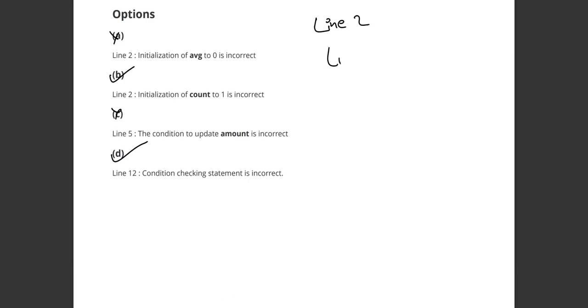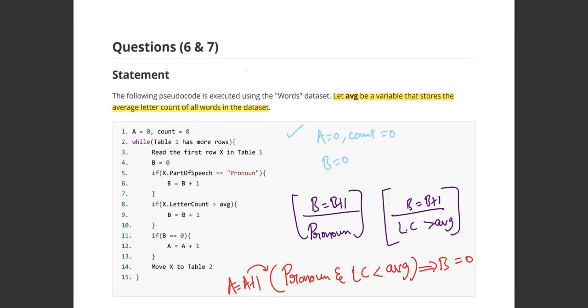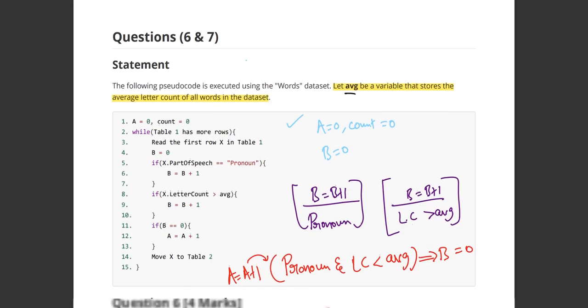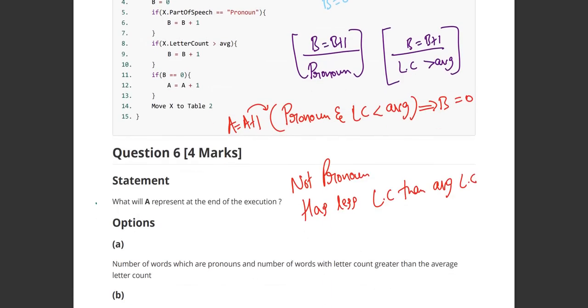Therefore line 2 and line 12 combined as the answer set, it is B and D. Now coming to question number 6 and question number 7, which are given together, and here as well the important points have been highlighted. Let AVG be a variable that stores the average letter count of all words in the data set. What will A represent at the end of execution?